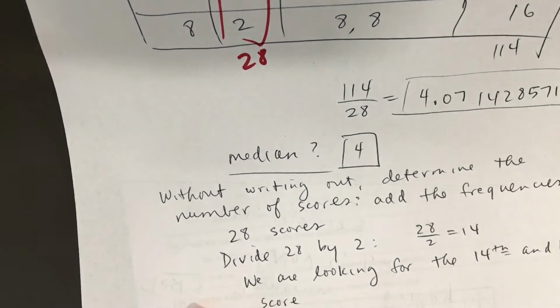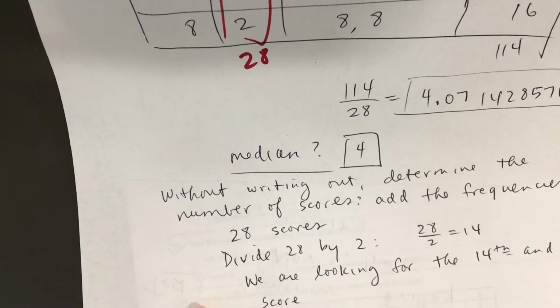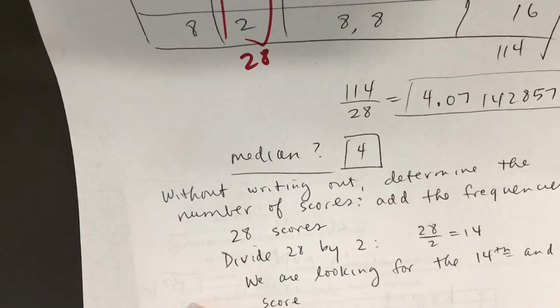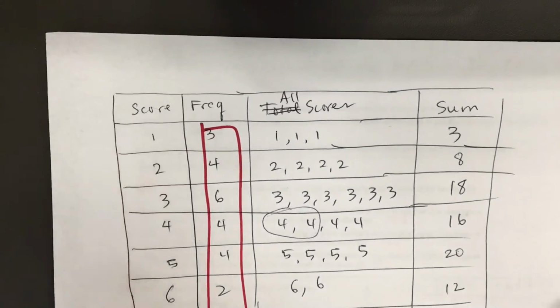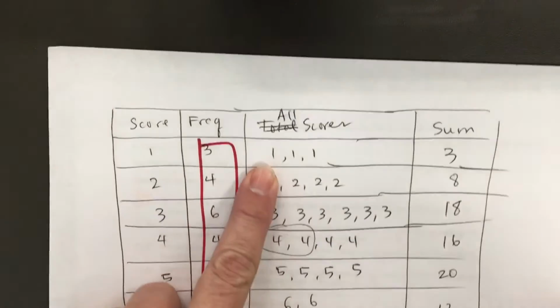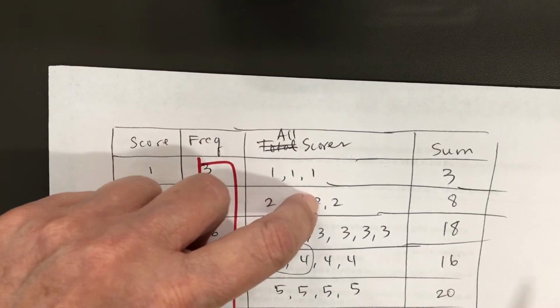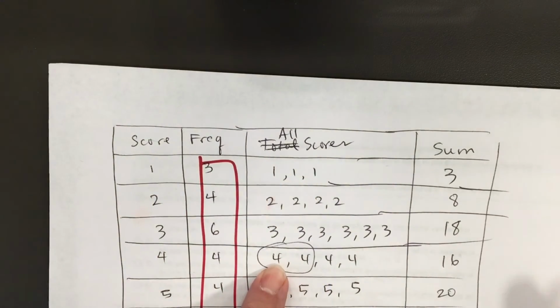Now, I could go back to where I've written it out and count to the 14th, 15th score, but I could do something else. And you did ask, how do you do it without writing it out? So I'll answer both. As I look back at my list of scores, I could start with number 1. 1, 2, 3, 4, 5, 6, 7, 8, 9, 10, 11, 12, 13. This is the 14th, and that's the 15th score.